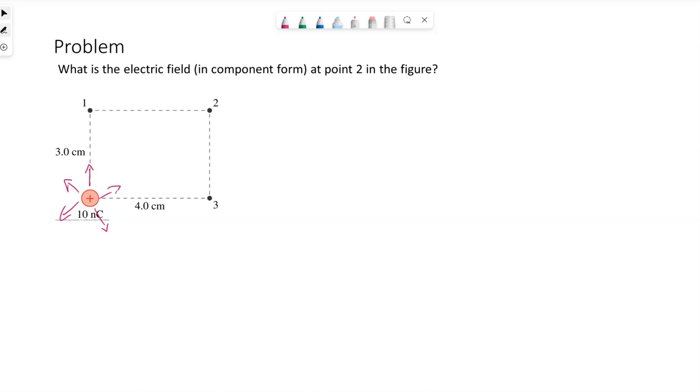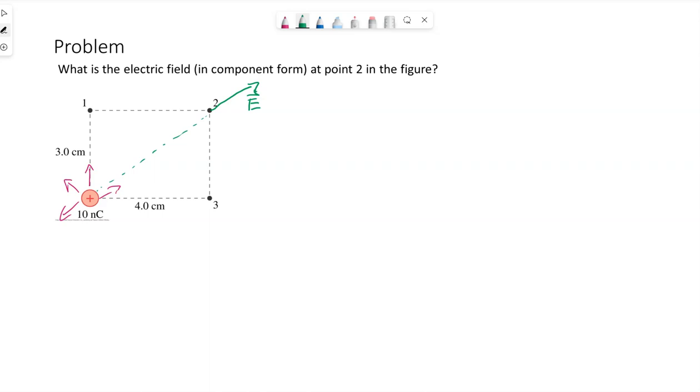Now, we always want to draw the field at the point we're asked about. So I drew arrows to represent that the electric field will be pointing away from this positive charge. So at point 2 over here, away is going to be up and to the right. So this is the electric field that we're looking for.